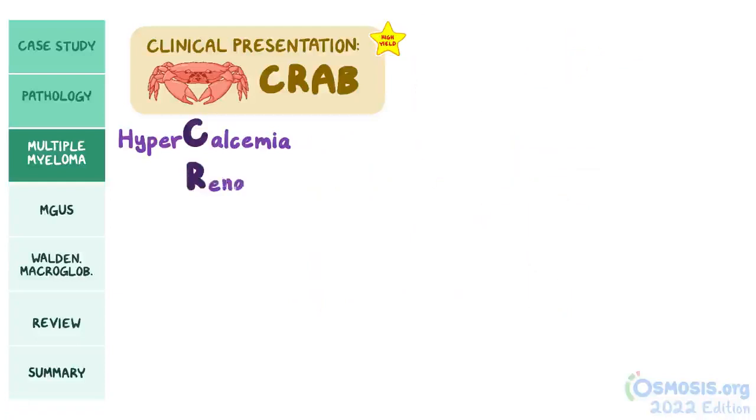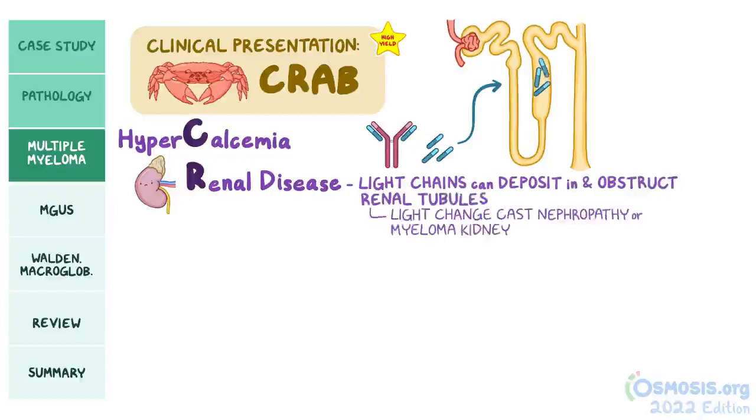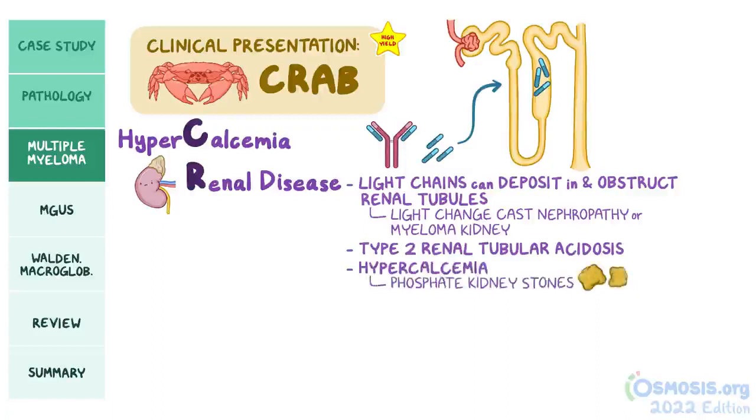Okay, R is for renal disease, which can be caused by multiple mechanisms. First, the light chains can deposit in and obstruct the renal tubules, and this is called light chain cast nephropathy, or myeloma kidney. Renal disease can also be due to type 2 renal tubular acidosis, or even hypercalcemia, which may cause the formation of calcium phosphate kidney stones.